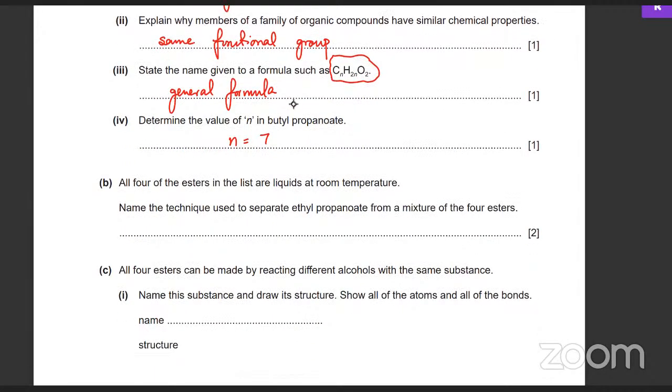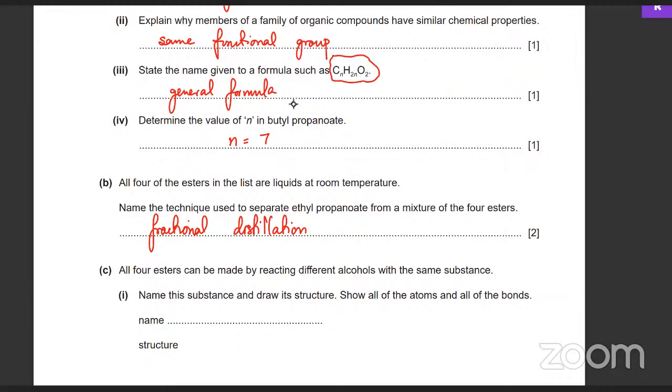All 4 of the esters in the list are liquids at room temperature. Name the technique used to separate ethyl propionate. How do you separate liquids? A mixture of liquids. Fractional distillation. Okay, each one will have a different boiling point.